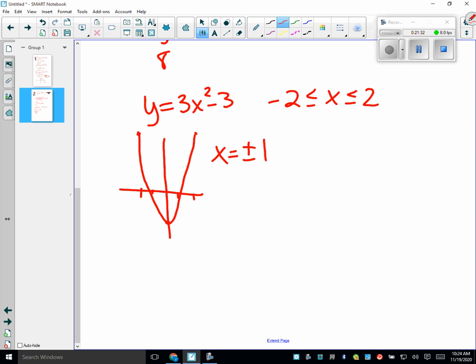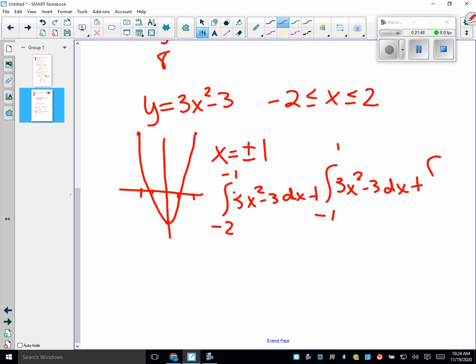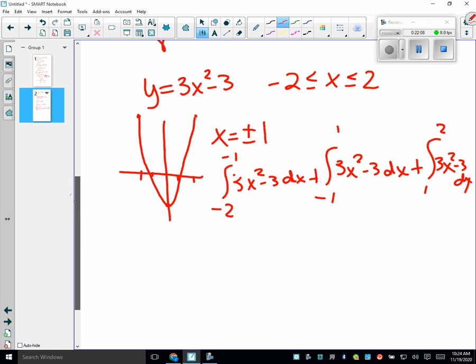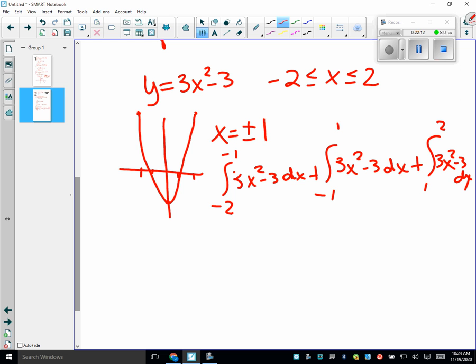So isn't this going to be the integral from negative 2 to negative 1 of 3x squared minus 3 dx, plus the integral from negative 1 to 1 of 3x squared minus 3 dx, plus the integral from 1 to 2, isn't it? So I have three integrals that I work with. Just plus, because I find each integral and I add them together. So what's my antiderivative? X cubed minus 3x.